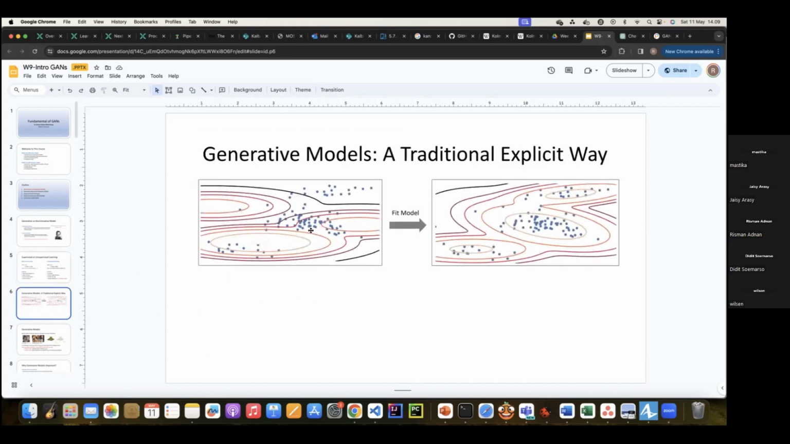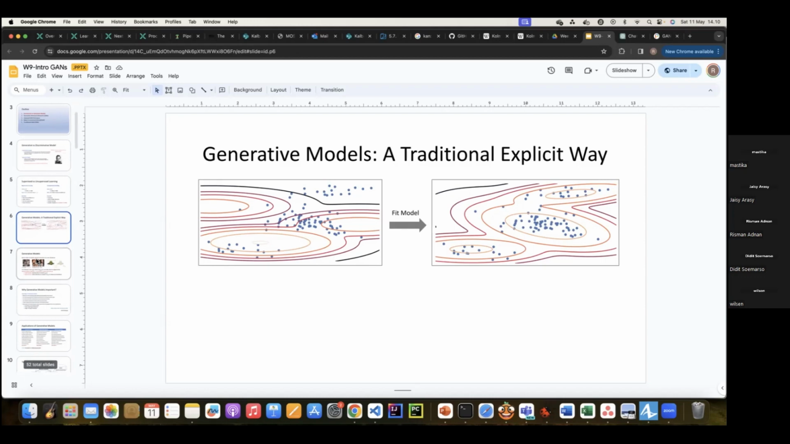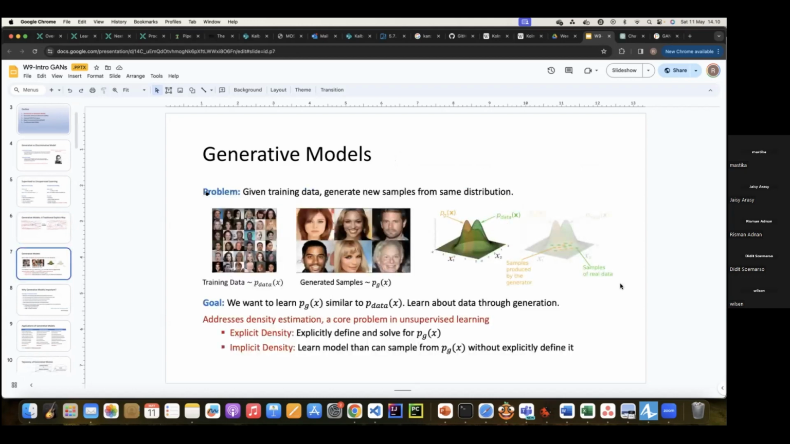So let's say there is data here, the dots in the picture, and there is a contour plot showing the probability distribution that generates the data. In terms of generative models, there are two ways, explicit and implicit, to fit a model to estimate the probability that generates the real data. Okay.